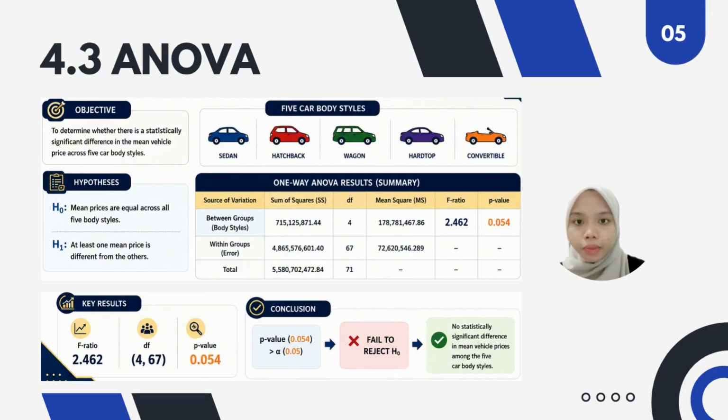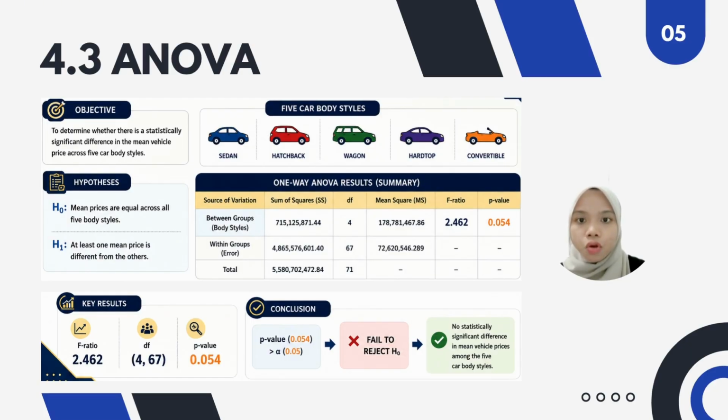For the ANOVA table, the sum of squares between groups was 715.12 million, which represents price variation caused by differences between car body styles. The sum of squares within groups was 4.80 billion, which represents variation occurring within the same body style category. The mean square between groups was 178.78 million, while the mean square within groups was 72.62 million. Dividing these two values produces the F ratio of 2.462.